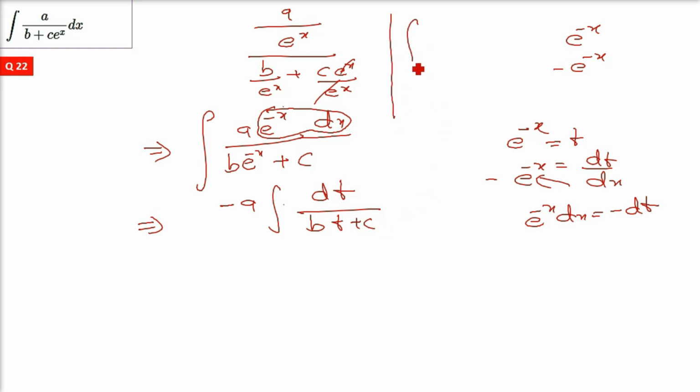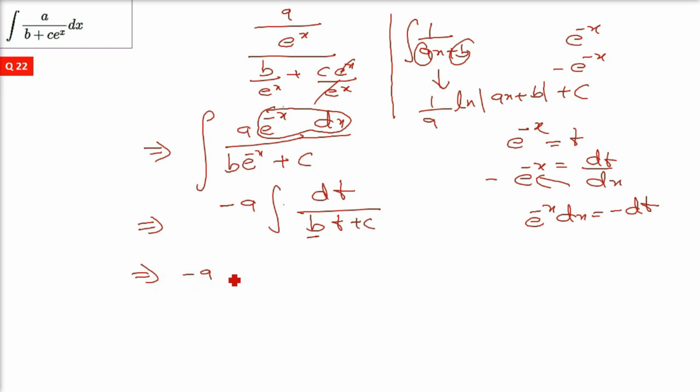So the integration of 1 by ax plus b always gives you, this is very important in this exercise, 1 by a ln, log base e, modulus of ax plus b, if ax plus b is only in the denominator. So just assume that a is b here, b is c here, and there is a conflict here which is the c, constant of integration. I'm just going to deal with it just now.